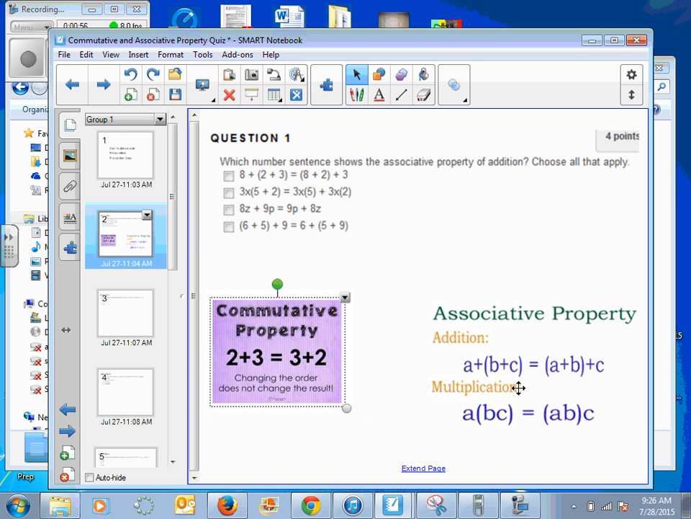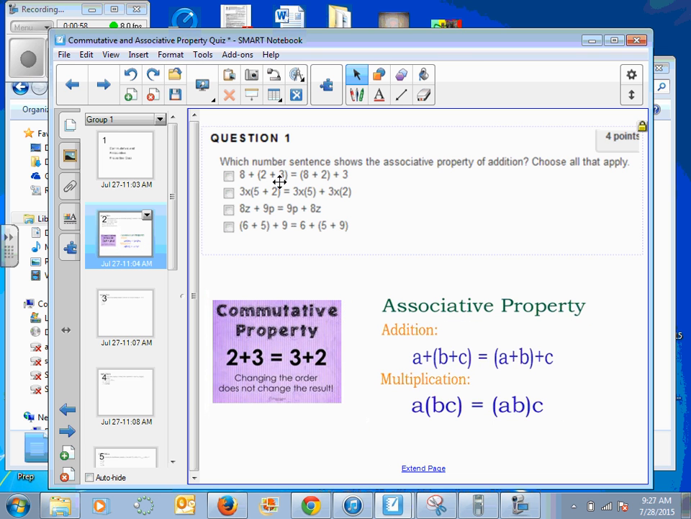All right, so first question: which number sentence shows the associative property of addition? Choose all that apply. So it's probably a few of them. Again, associative is just how you group things together. In this first one, you've got the 2 plus 3 grouped together, and then they switch to the 8 plus 2 grouped together. So they change that grouping, so that's associative, and that's addition. It'll always work with addition.